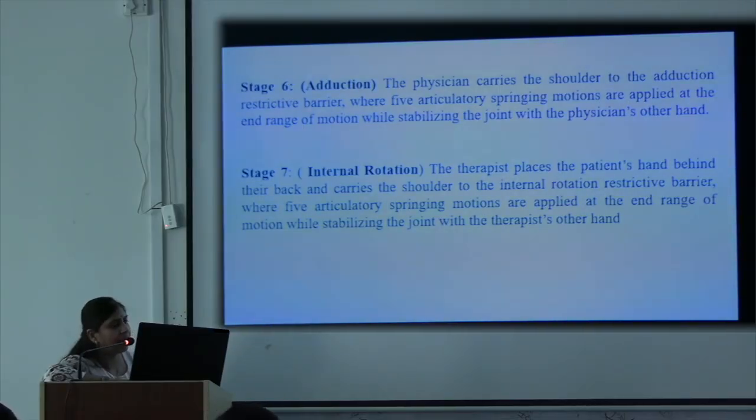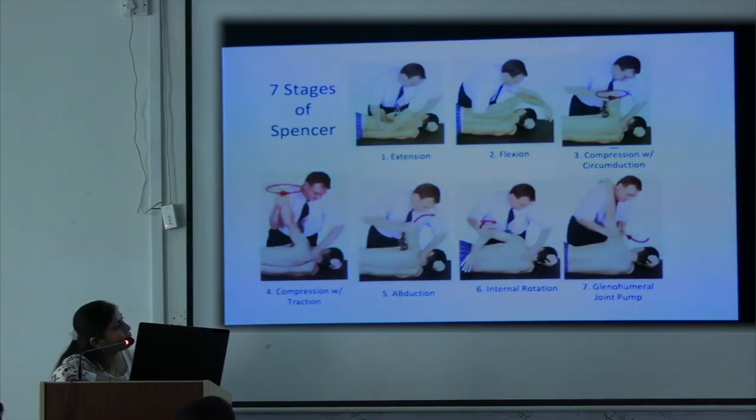And the seventh is the last, the internal rotation stage. The therapist places the patient's hand on their back and carries the shoulder into internal rotation behind the back to the restricted area, where 5 articulatory spring motions are applied at the end range of motion while stabilizing the joint with the therapist's other hand. These are all the 7 stages of the expansions technique.